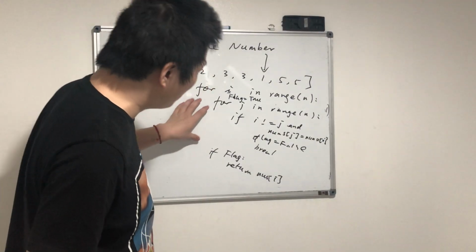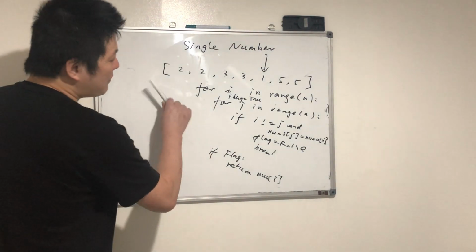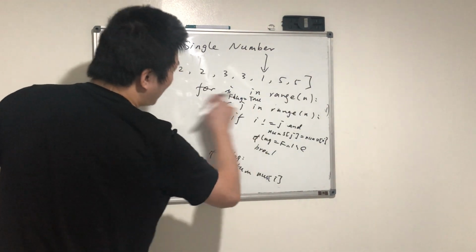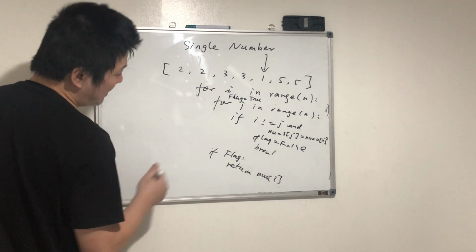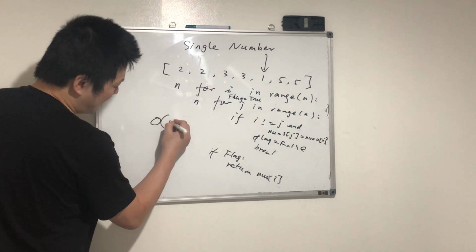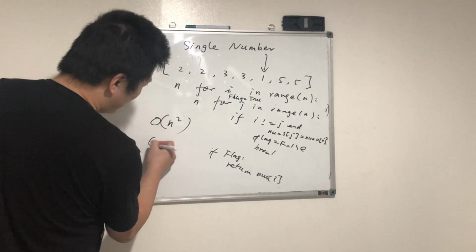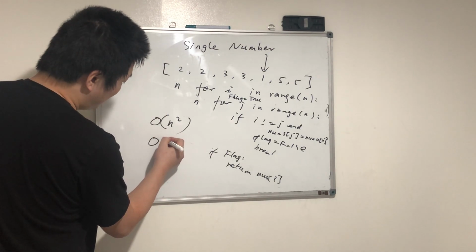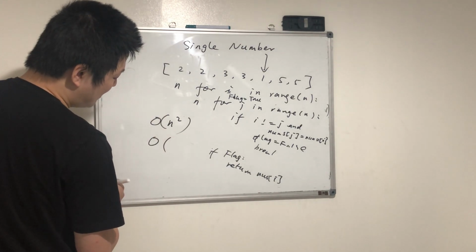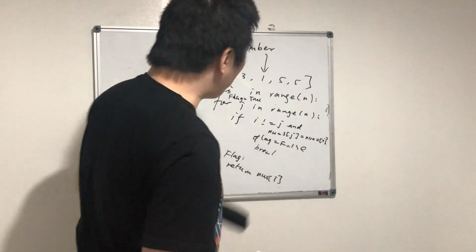Do you get it? What's the time complexity? If you are looking at i and then you need to search for n times. This is n times. This is n times. What's it? N square. What's the space complexity? 1. Yes. Okay. So can we do better?